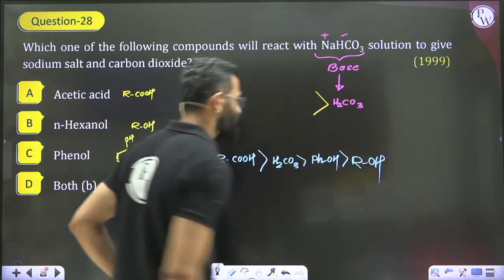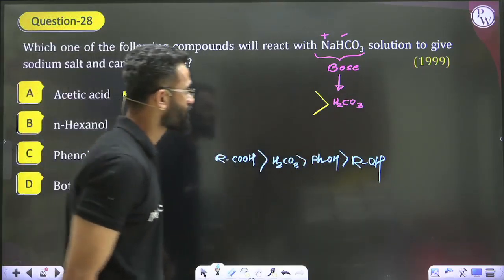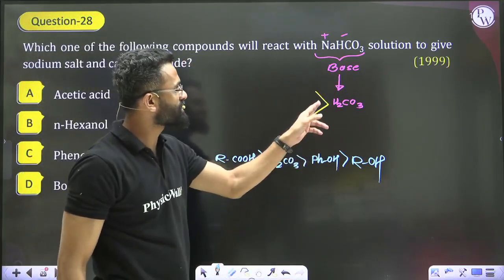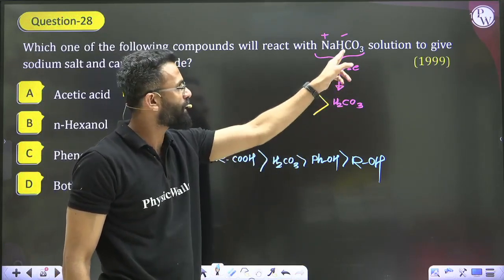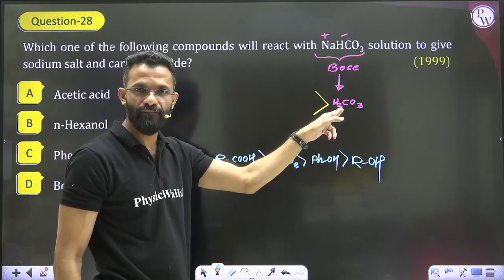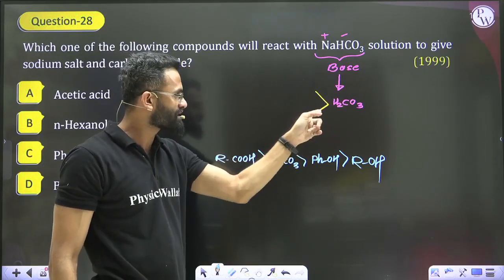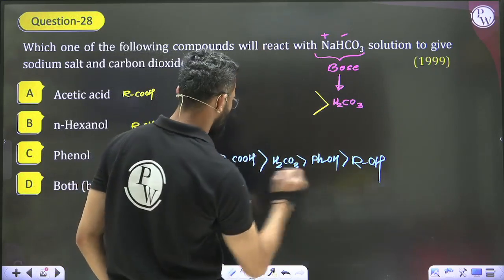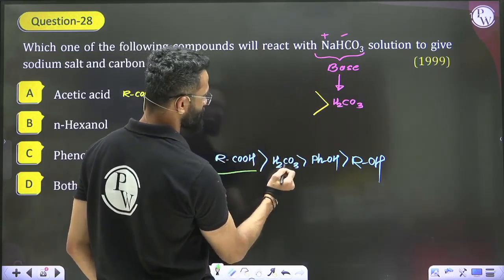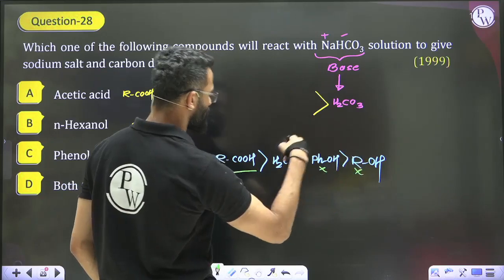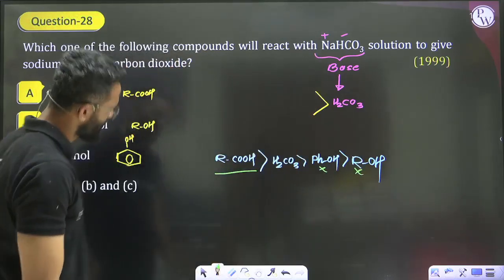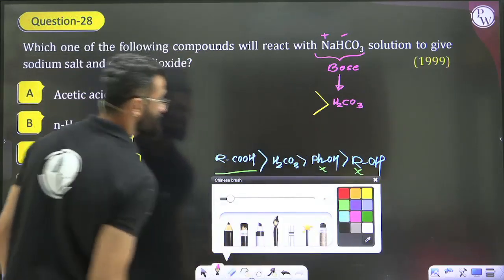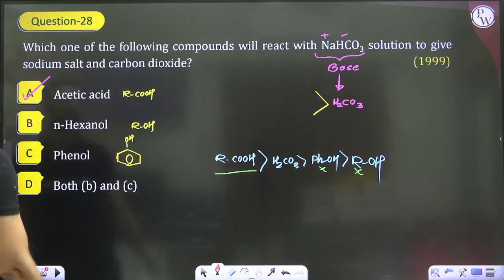Now apply the concept that we discussed here. Bicarbonate, or for that matter any base, will react with only those acids which are stronger than its own conjugate acid. So bicarbonate's conjugate acid is H2CO3, carbonic acid. Anything which is stronger than this acid, with that this bicarbonate can react. So the only acid among the four which they have given is carboxylic acid, which is stronger than H2CO3. These two being weaker, they will not react with bicarbonate. Hence RCOOH is the only acid that will react, meaning it is acetic acid that will react with the bicarbonate.